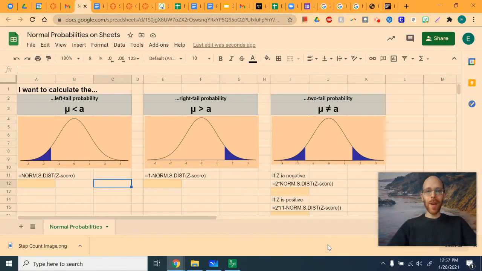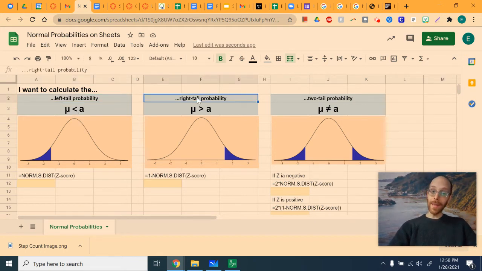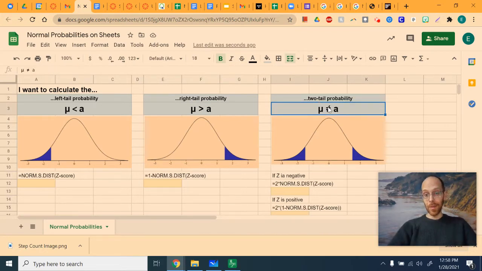I'm going to explain to you how to use Google Sheets in order to get normal probabilities. There's three situations that we're going to run into. You can see them right here. Take a look. First one is the left tail, so something that has a less than for your alternative hypothesis, or a right tail, which you'll be finding when you have a greater than for your alternative hypothesis, or possibly a two tail, which you'll be doing when you have a not equal to for your alternative hypothesis.